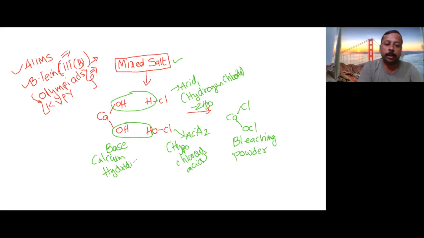That's why this is called a mixed salt. It is a mixture of two acids and one base. If one acid and one base, it is a simple salt. Is it understood? So this is about the classification of the salt other than salt hydrolysis. All of you, I think, understood now.